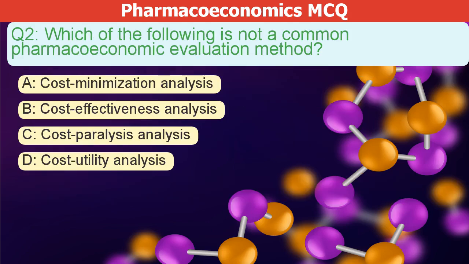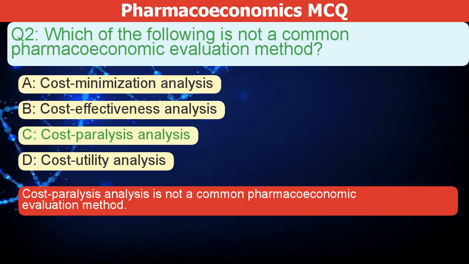Which of the following is not a common pharmacoeconomic evaluation method? A. Cost minimization analysis. B. Cost effectiveness analysis. C. Cost paralysis analysis. D. Cost utility analysis. The correct answer is C. Cost paralysis analysis is not a common pharmacoeconomic evaluation method.